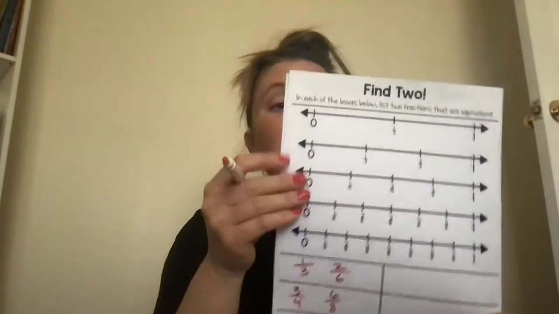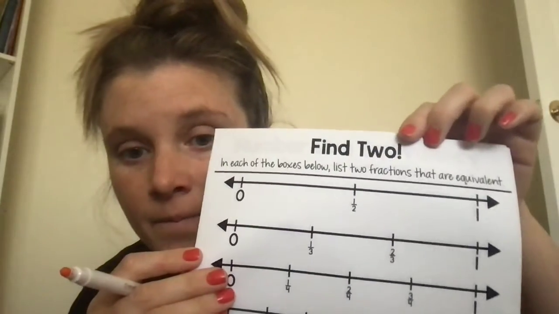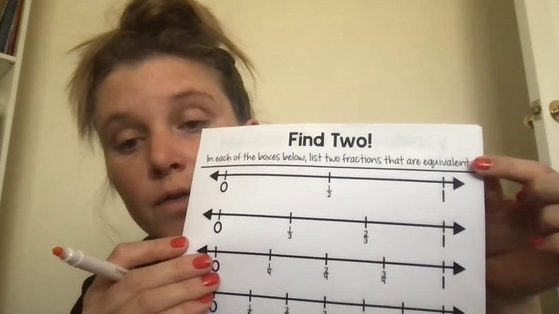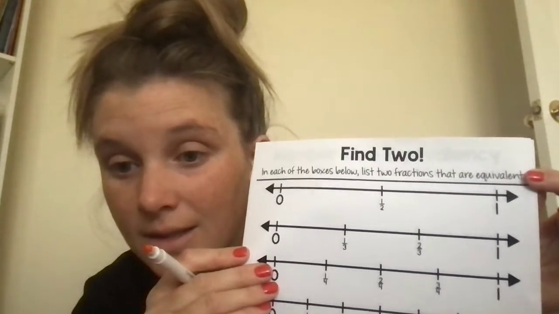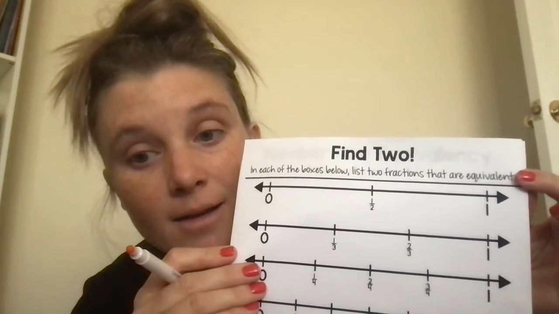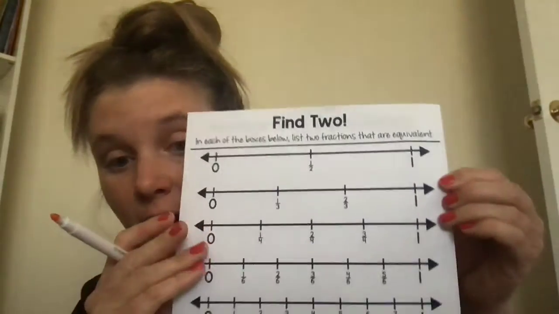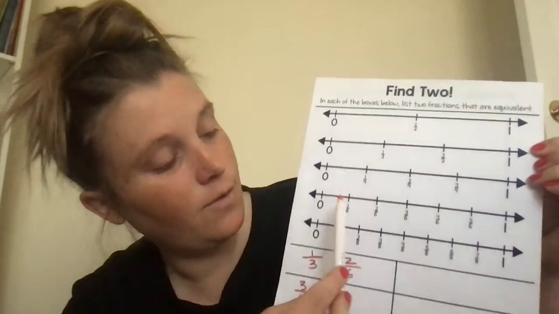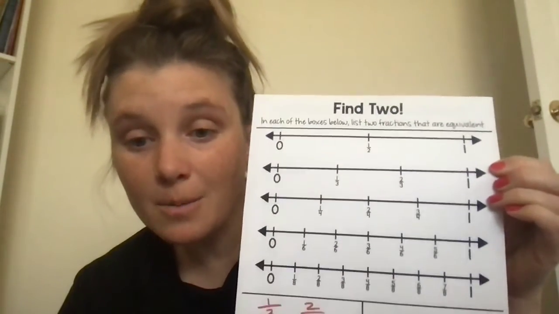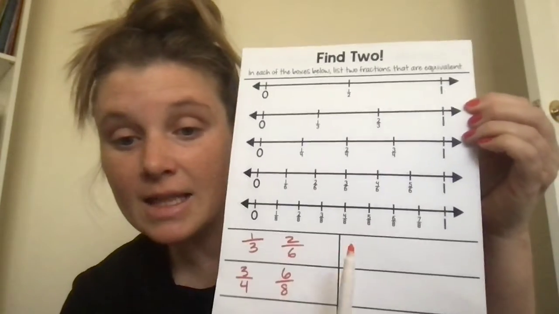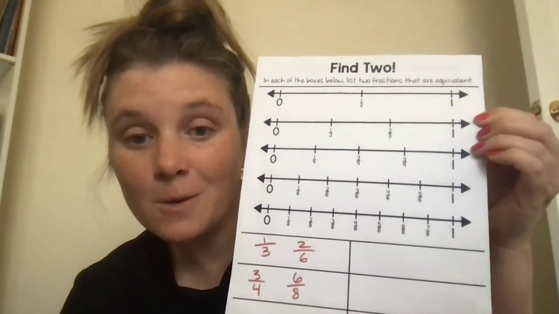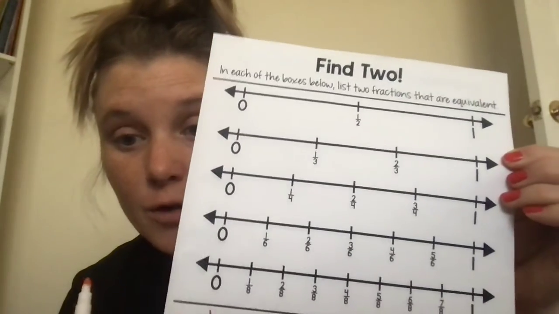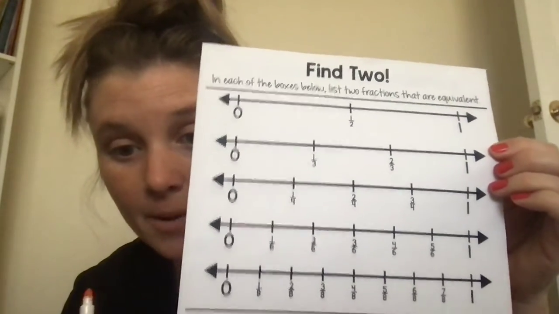Okay. Let's read the instructions of this one. In each of the boxes below, list two fractions that are equivalent or the same. Okay. So they've drawn how many number lines for us? 1, 2, 3, 4, 5. 5 number lines for us. In these boxes, we have to say which ones are equivalent. So let's look. Can you find two that line up?